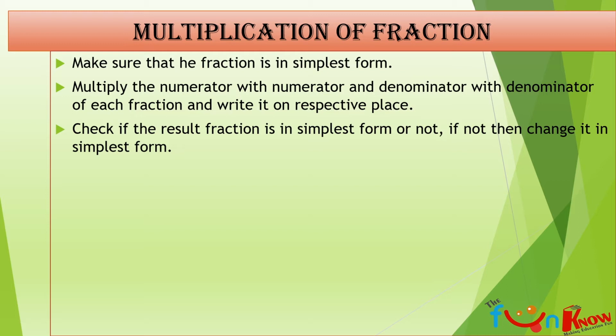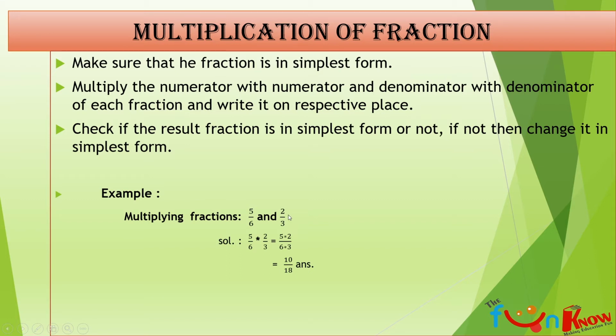Let us see with an example, students. Example number 1. Multiply both the fractions. Here the fractions given are 5 by 6 and 2 by 3. Means there are two fractions, 5 by 6 and 2 by 3. So here as per our first step, are both fractions in simplest form? Yes, both the fractions are in simplest form.